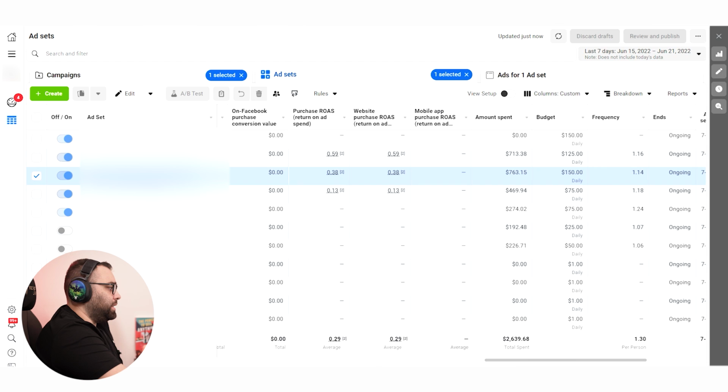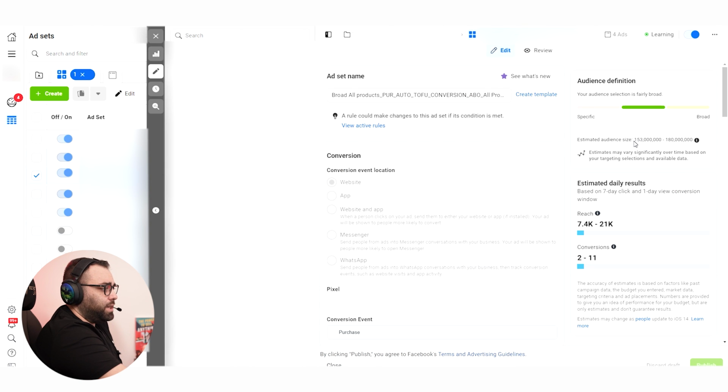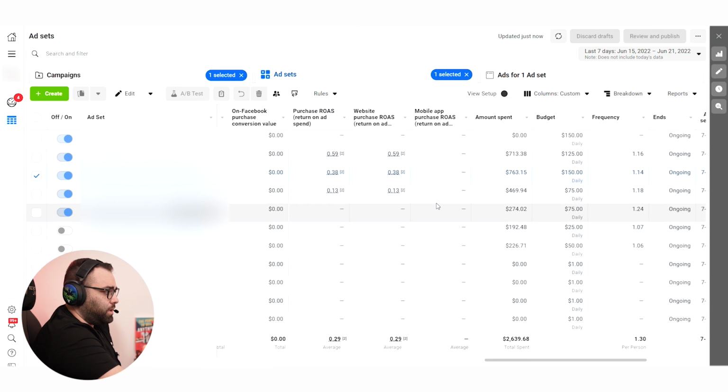Sometimes I see people putting a broad targeting ad set, interest ad sets, and lookalike ad sets in the same CBO campaign. When you have a broad targeting that is actually going to target 153 million people, you don't want to put it with other ad sets that are going to have 20 million people and so on, because the whole Facebook budget is going to go here.